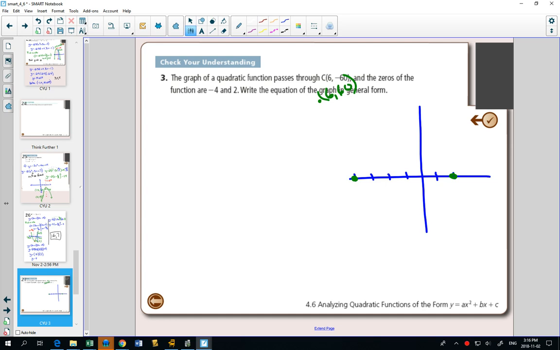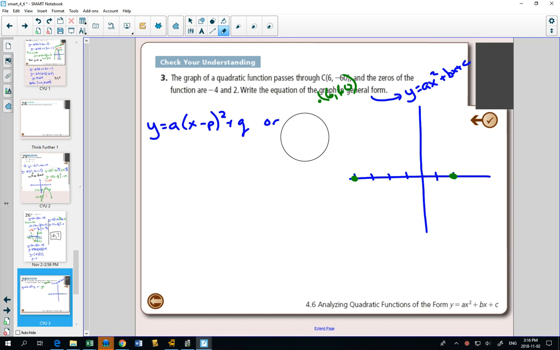The general form is y equals ax squared plus bx plus c. The general form is the form that doesn't help us in any way. When you have a graph, you either will start by using this form, or now that we've learned about the factored form, or that form.